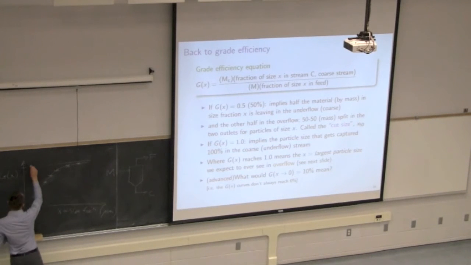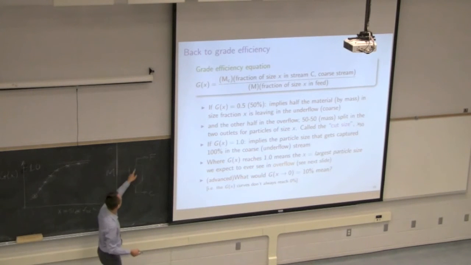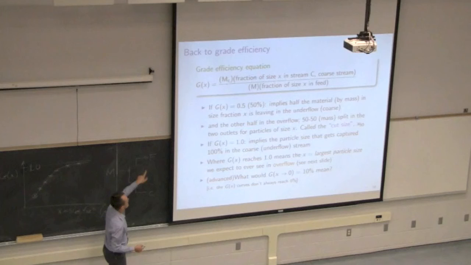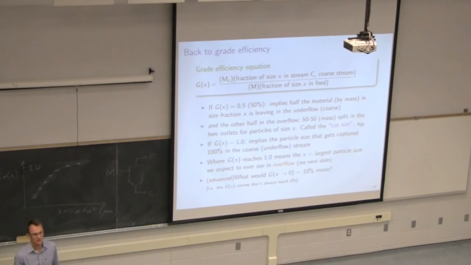So we should see those values numerically close to 1, 0.95s, 0.99s, as we get up to higher and higher particle sizes. Then conversely, as we drop off to lower particle diameters, these smaller particles will preferentially leave in the fines or in the overflow, and so that numerator term will be close to zero. So as we get to smaller and smaller particles, g of x should drop off close to zero.